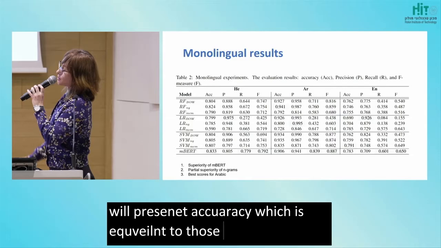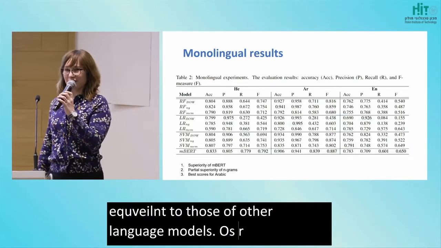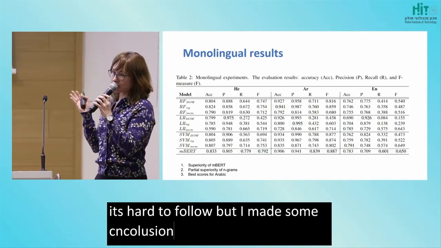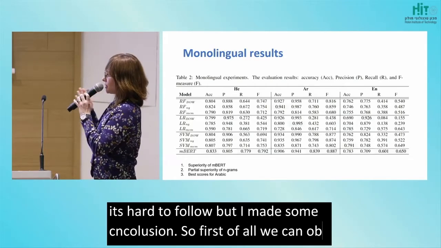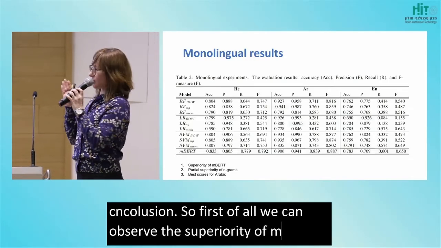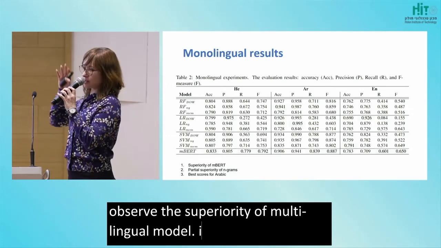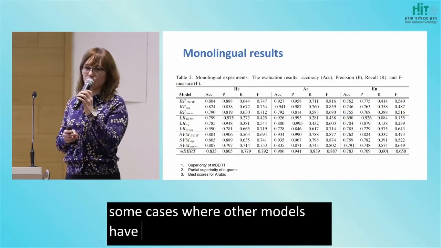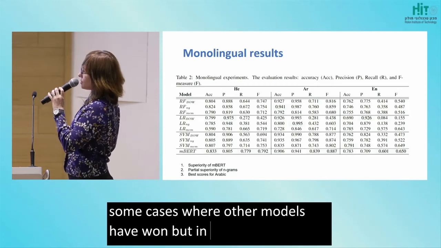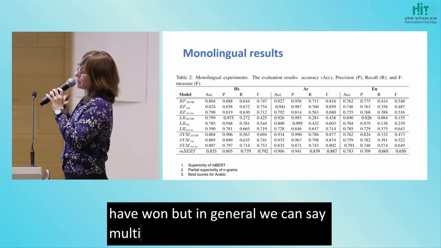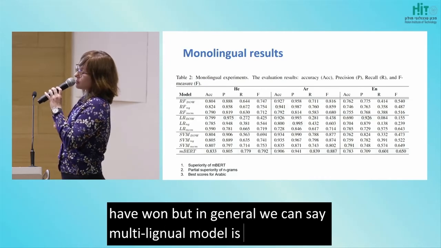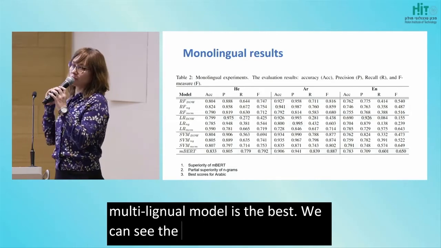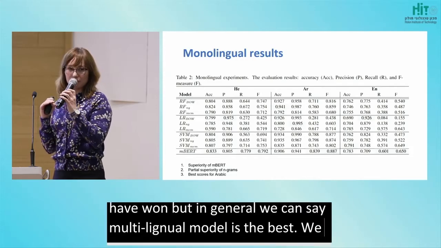Okay, so the results. I know it's difficult to follow, but I make some conclusions. So first of all, we can observe the superiority of multilingual BERT in general. I mean, we have some individual cases where different models won, but in general, we can say that MBERT performs better for all 3 languages. Also, if you compare between different representations, then we can see that n-grams of characters perform better than bag of words and even multilingual BERT vectors.